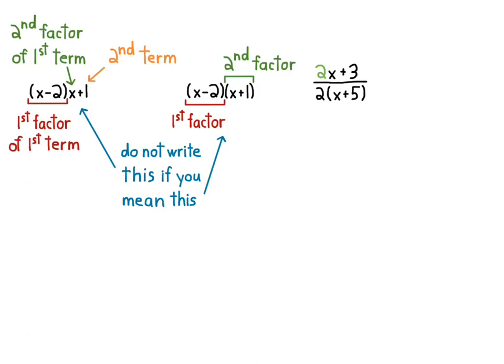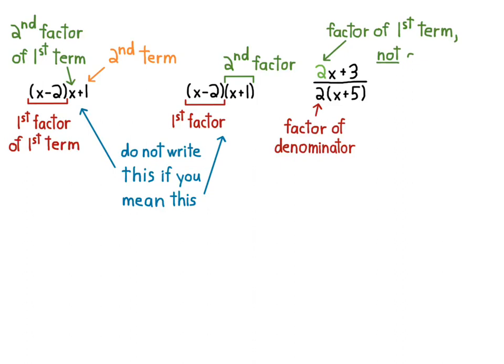Okay, let's look at another example. I have 2x plus 3 in the numerator here. And on the bottom I have 2 and then parentheses x plus 5. So the x plus 5 is in parentheses. So what I've got here is that this 2 in the denominator is a factor of the denominator. It's being multiplied by x plus 5. In the numerator, the 2 is not a factor of the numerator. It's only a factor of the first term of the numerator, not a factor of the numerator. Okay, and I'll show you why that's important in a moment here.